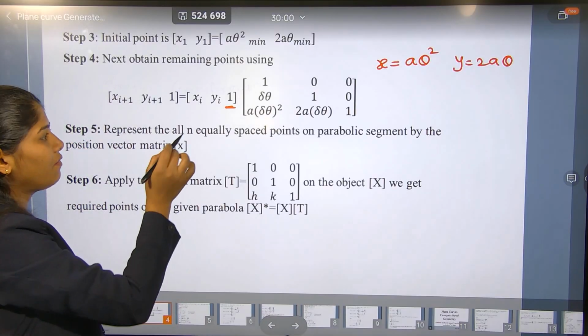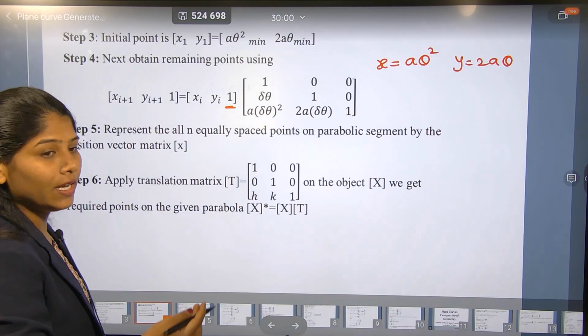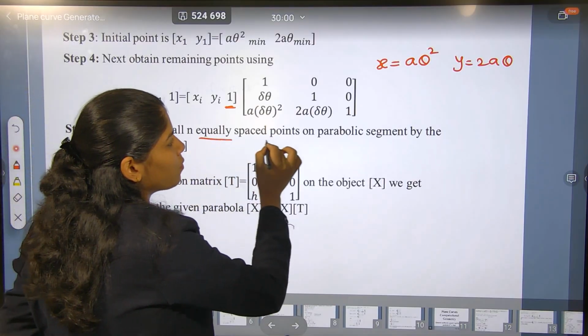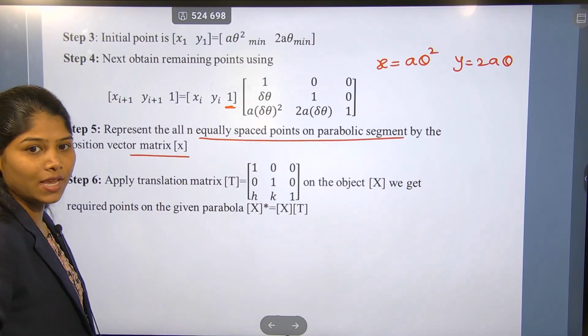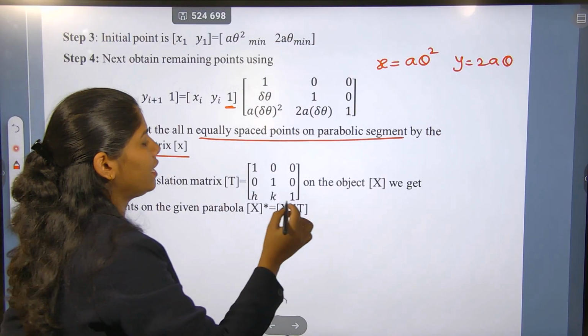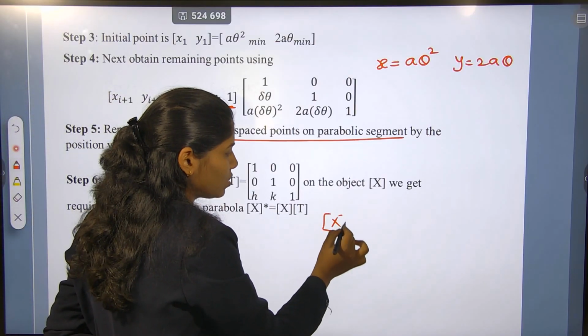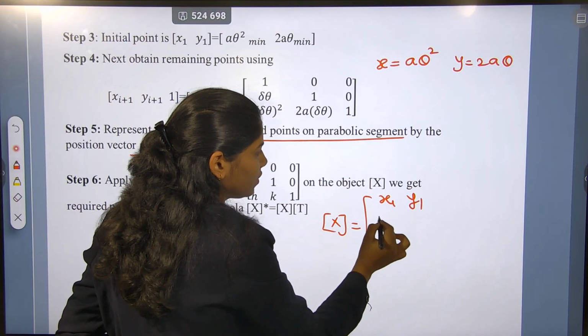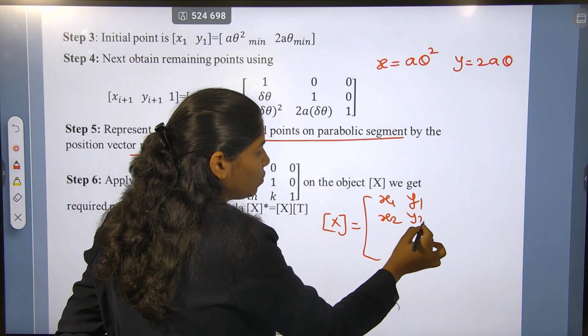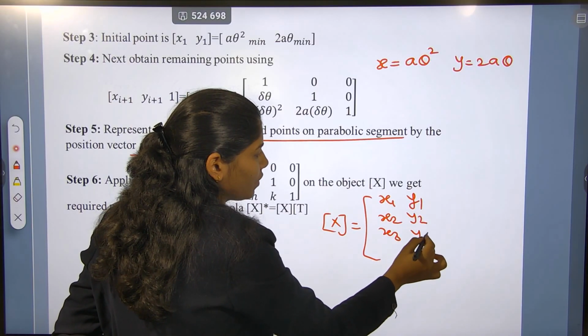सो आफ्टर फाइंडिंग ऑल द पॉइंट्स रिप्रेजेंट ऑल इक्वली स्पेस्ड पॉइंट्स ऑन द पैराबोलिक सेगमेंट बाय द पोजीशन वेक्टर मैट्रिक्स x. जो भी आपके पॉइंट्स आए हैं आप यहाँ पे लिखोगे x इज इक्वल्स टू राइट डाउन ऑल द पॉइंट्स x1 y1, x2 y2, x3 y3 and so on.